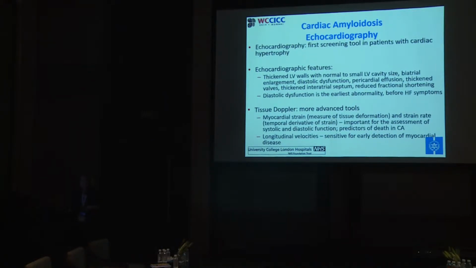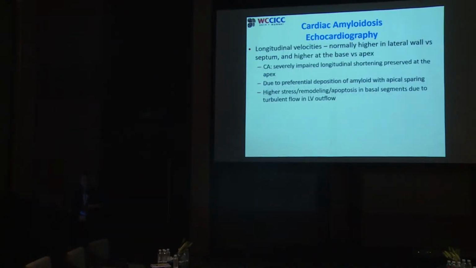And the features are thickened walls, biatrial enlargement, diastolic dysfunction. And diastolic dysfunction is the earliest abnormality, even before heart failure symptoms. Tissue Doppler enables more advanced tools, and we can assess myocardial strain, a measure of tissue deformation, and strain rate, which are important for the assessment of systolic and diastolic function, and also predictors of death in cardiac amyloidosis. And we can also assess the longitudinal velocities, which are sensitive for the early detection of myocardial disease.